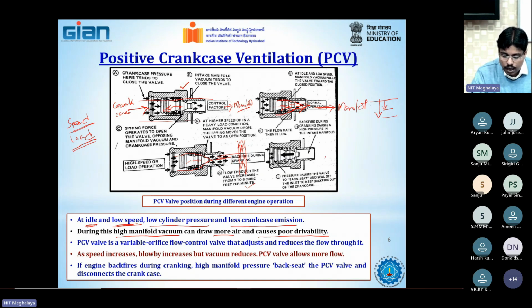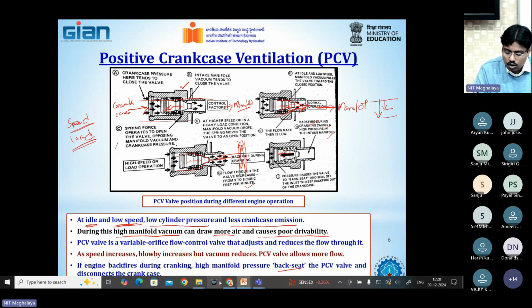Finally, there is another safety provision in this type of valve. When you do the cranking of the engine, at that time you supply a heavy mixture of fuel and air through the intake manifold if it is an SI engine, and a very high quantity of air in case of a diesel engine. During this cranking operation, because highly pressurized air is being supplied to the intake manifold, the bob gets pressed to the back side. So it basically back-locks the PCV valve.